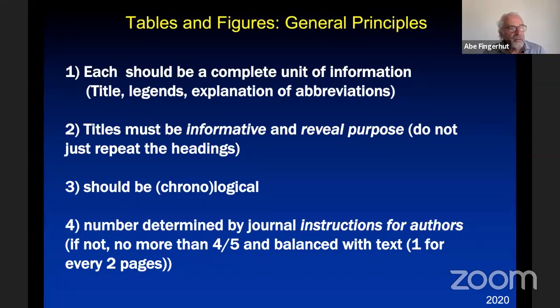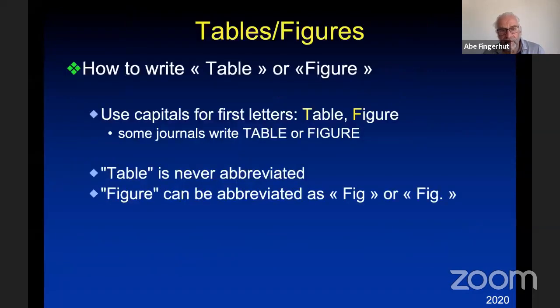The number of tables and figures is predetermined by the journal in the instructions for authors. Usually not more than 4 or 5, exceptionally a little bit more. If there's less, it's not a problem. By convention, we always write Table with a capital T or Figure with a capital F. We can abbreviate figure with FIG or FIG dot, but never abbreviate table.